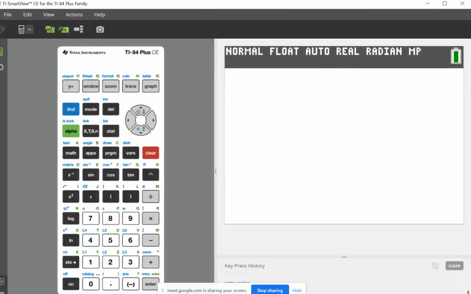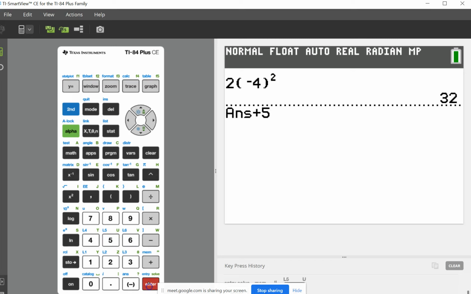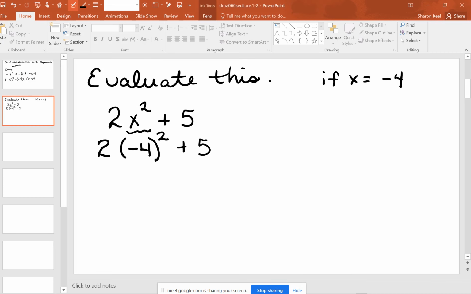Ideally, you can use your calculator to do these. You can do 2 times -4 squared. That part is going to give you 32. And then we're going to add the 5 to it. That would give us 37. So this first part is our 32, plus the additional 5 will give us 37.